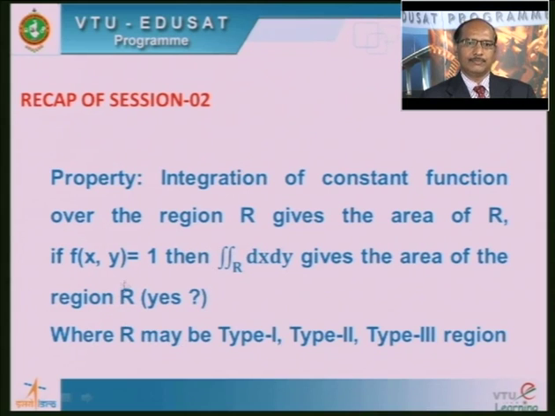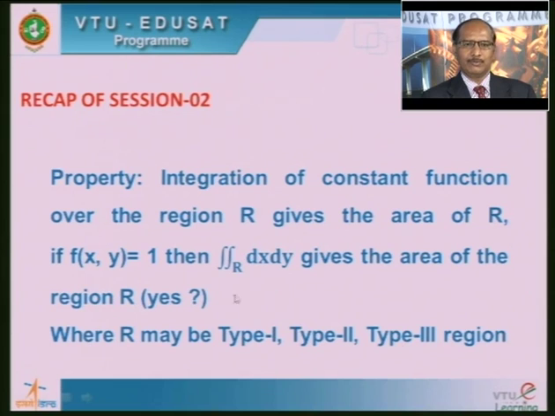So is it the area? The question is, mathematically, as per our discussion, all the double integrals give the volume under the surface. Here the surface is z equal to 1, or f(x,y) equal to 1. So what we do is, the area is multiplied by the height of the rectangular box. So area into 1 gives the same, dx into dy. That is why it is the area of the region R.